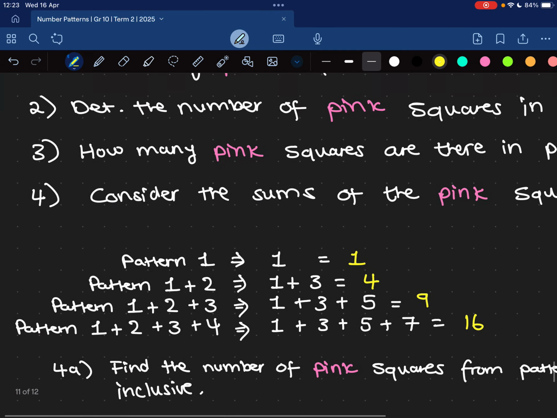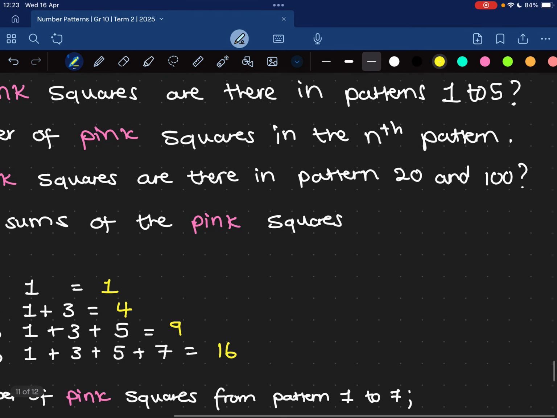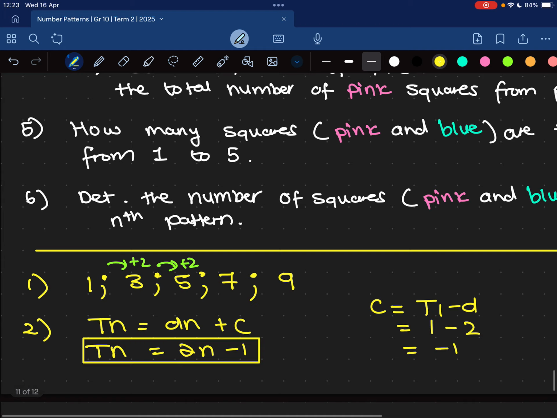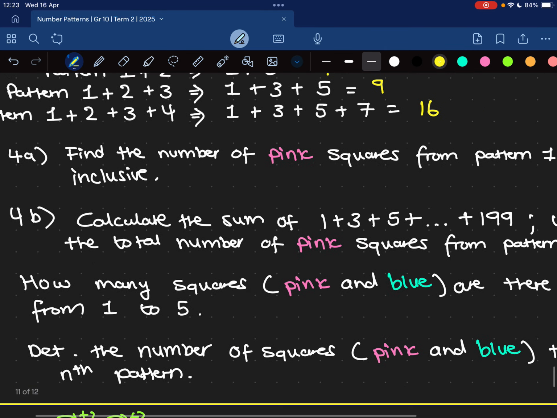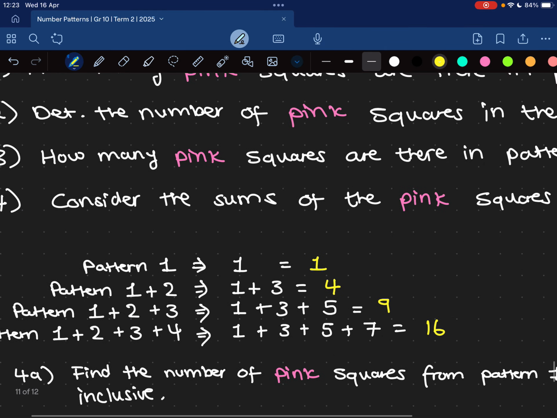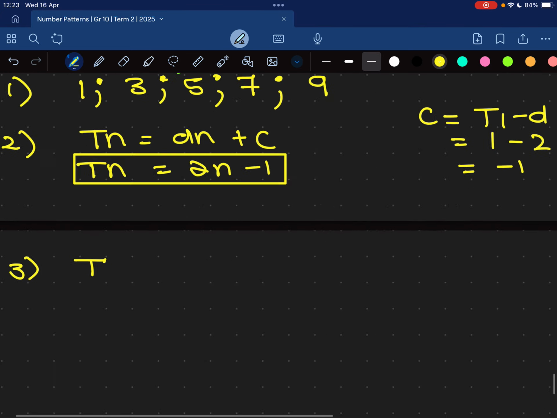Then the next one says, how many pink squares are there in pattern 20 and pattern 100? So they just want you to tell me what T20 and T100 are.